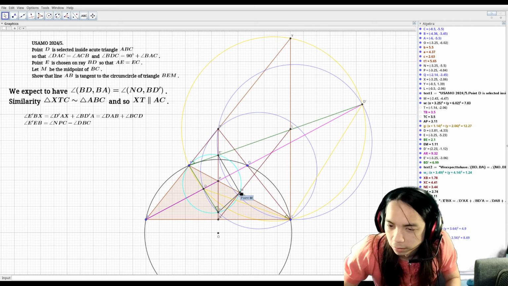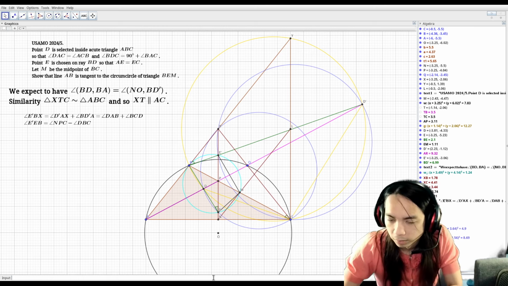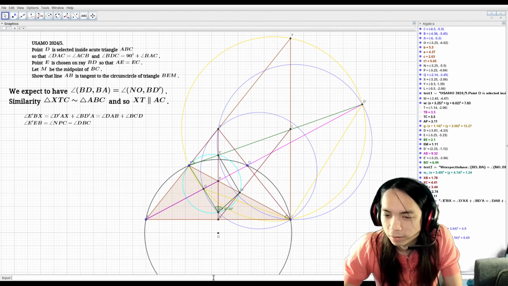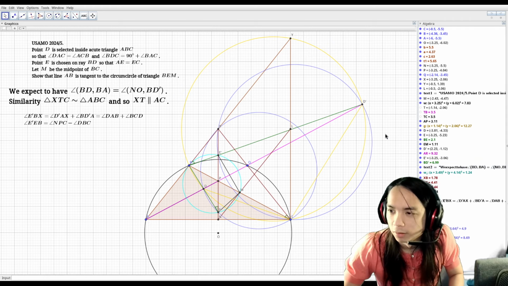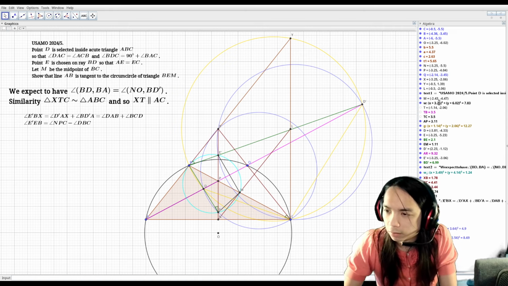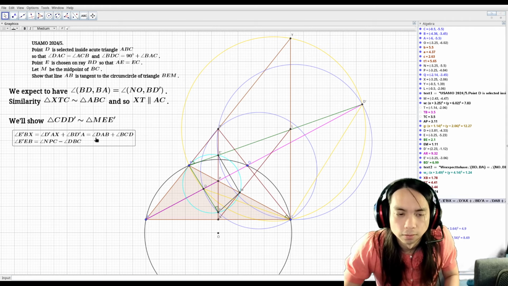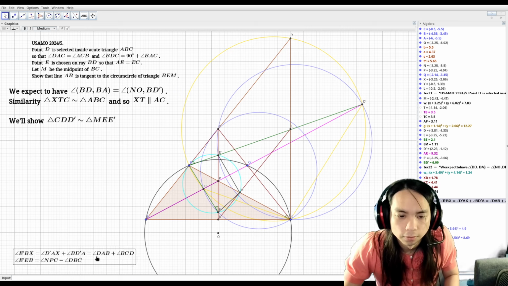In an ideal world, CDD prime and MD. I don't know if I think that's going to work, but for some reason... Oh, it is. Okay, this is how we're going to get the midpoint. We'll show triangle CDD prime is similar to triangle MEE prime. I want to get from this triangle to that other triangle. I don't need this anymore. This doesn't really matter.